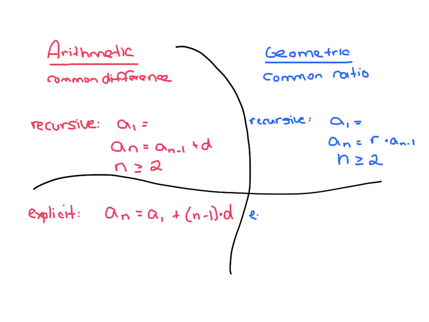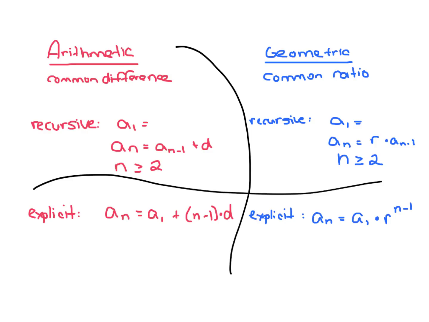Then for explicit, for any term, we can look at our first term and multiply it by our common ratio to the n minus 1 power. So that previous term idea again.